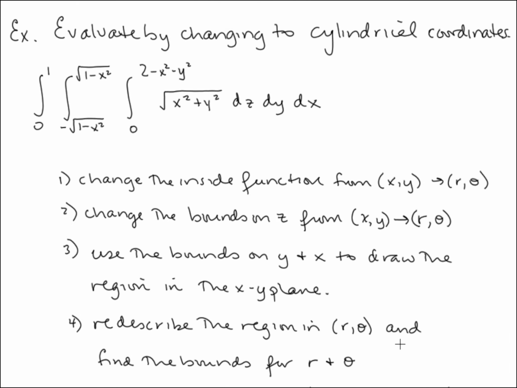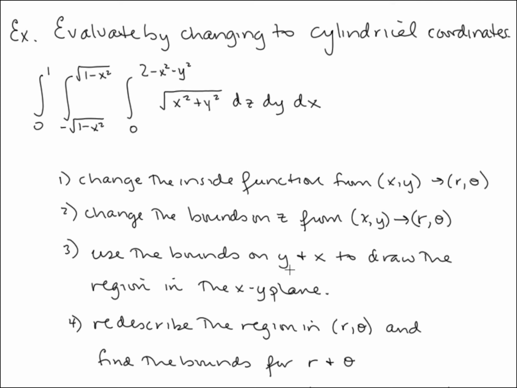Now let's take a look at evaluating an integral by changing to cylindrical coordinates. So if we already have this integral set up in rectangular coordinates, how can we change to cylindrical coordinates? Well, there are a number of things that we have to do. First thing we have to do is change the inside function from x and y to r and theta. So we're going to want to change this by replacing x squared plus y squared with r squared. Then we want to change the bounds on z also so that they're in r and theta coordinates. So that means this top function here is going to need a 2 minus r squared.